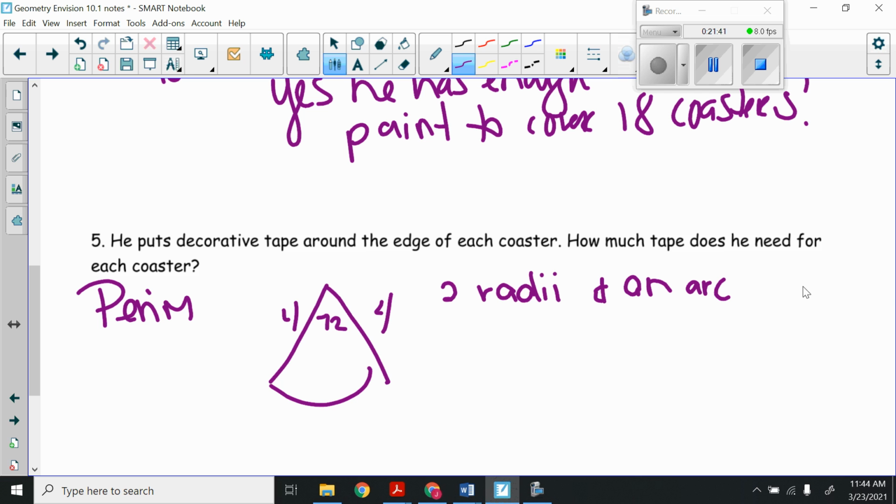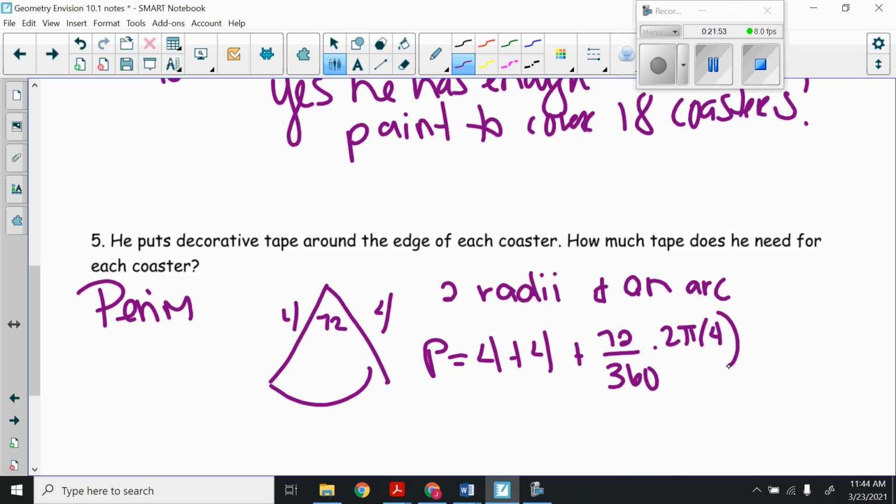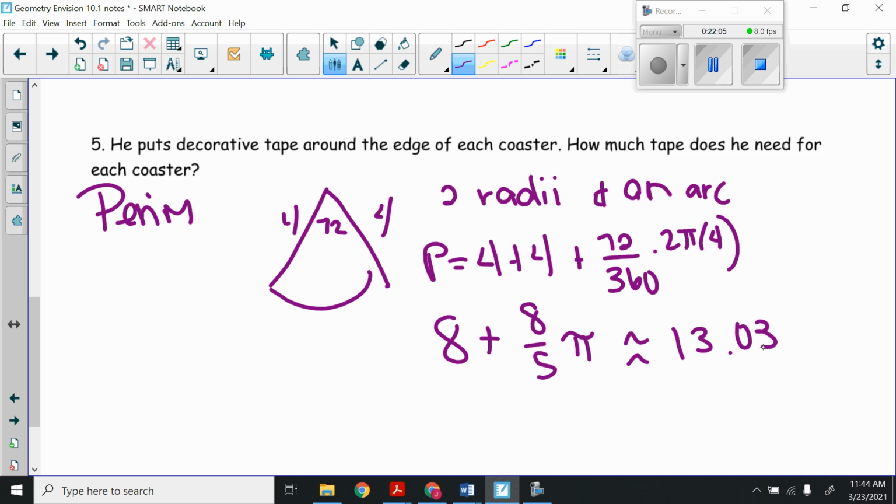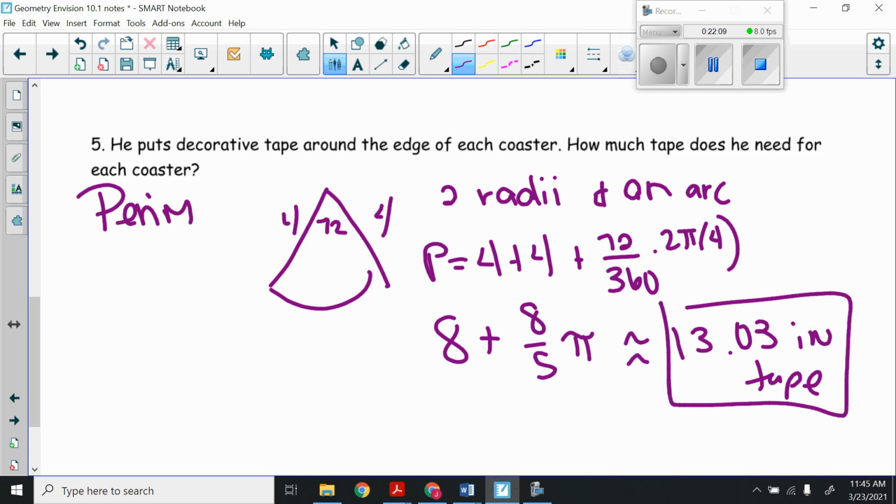to get our perimeter. So the perimeter is 4 plus 4, my radius. Now the arc is going to be 72 over 360 times 2 pi times my radius, which is 4. So 4 plus 4 is 8. Plus when we multiply and simplify all this, we get 8/5 pi. We're going to add those together, so we're going to put that in our calculator. Approximately 13.03 inches of tape is what we would need there.